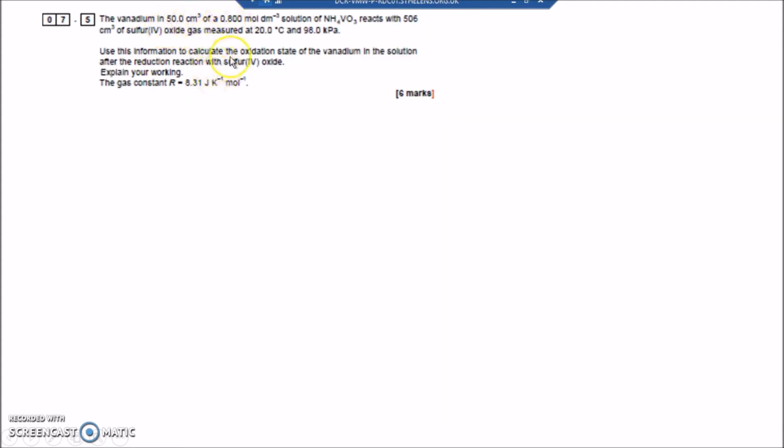I think this is one of the hardest questions, or if not the hardest question on the paper. The vanadium is in 50 centimeters cubed of 0.8 mole per decimeter cubed solution. So first of all, I've got a volume and a concentration, so I've got to get that into decimeter cubed, and then I can use concentration as moles divided by volume in decimeter cubed. Centimeter cubed up into a larger unit like decimeter cubed, I divide by 1000, so that's 0.05. So concentration 0.8 equals number of moles divided by 0.05.